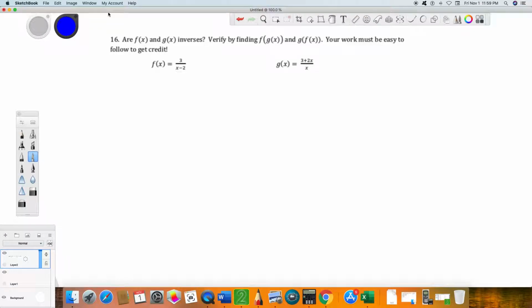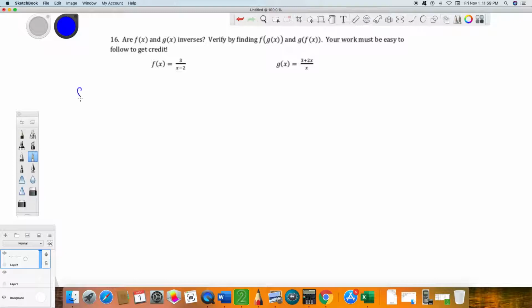Let's take a look here at problem number 16. The directions are the same as the previous problem. Are f and g inverses of each other? Verify by finding these function compositions, f composed with g of x and g composed with f of x. And we have to make sure that we clearly show our work. There are other ways that we could determine if two functions are inverses of each other, but the directions specifically say to do it through this composition.